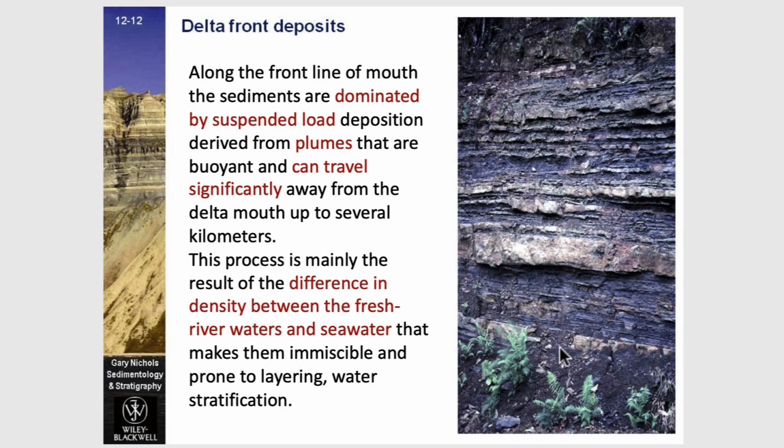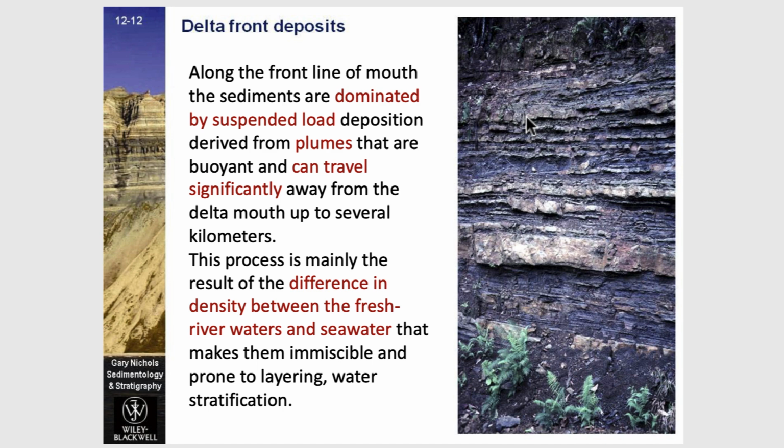So when you have combinations of siltstone, sandstone and shaly materials, many times you refer to these sequences as delta front deposits because they are not sand dominated or gravel dominated. So these are sections of a delta that are dominated by suspended load, basically, which can travel for significant distances off the coast and form plumes. And this can travel for several kilometers or tens of kilometers in some cases.